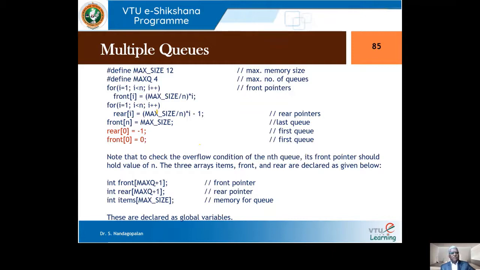And similar to multiple stack, initialization is shown here. For the first one, again front is 0, similar to a normal queue, and the rear is -1. For the rest of the queues, you can easily do the same fashion like we did earlier, into i and -1. So in multiple stack it is top and bottom. Here it is front and rear.